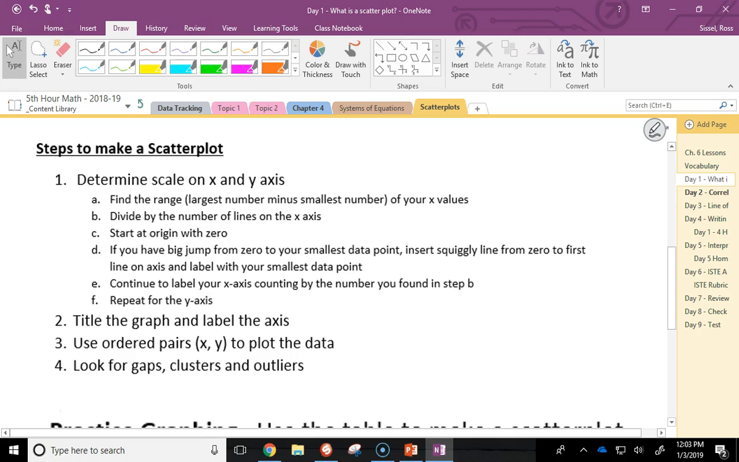So we're going to start on number 1. Because number 1, there's all these mini steps underneath, and they're very easy. So the first thing is, we need to find the range, which is the largest number minus the smallest.